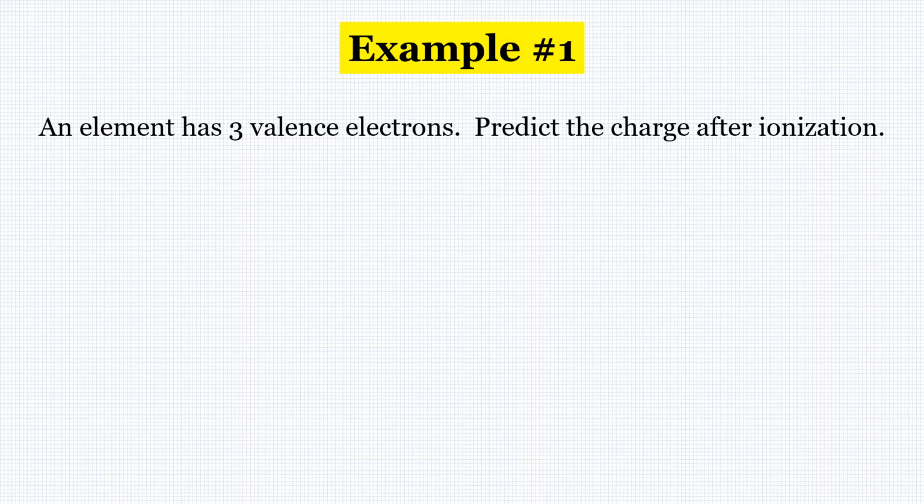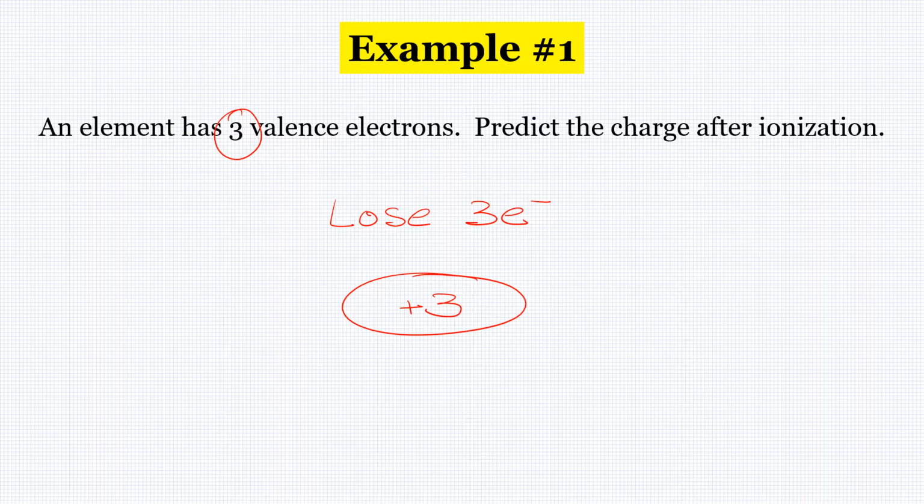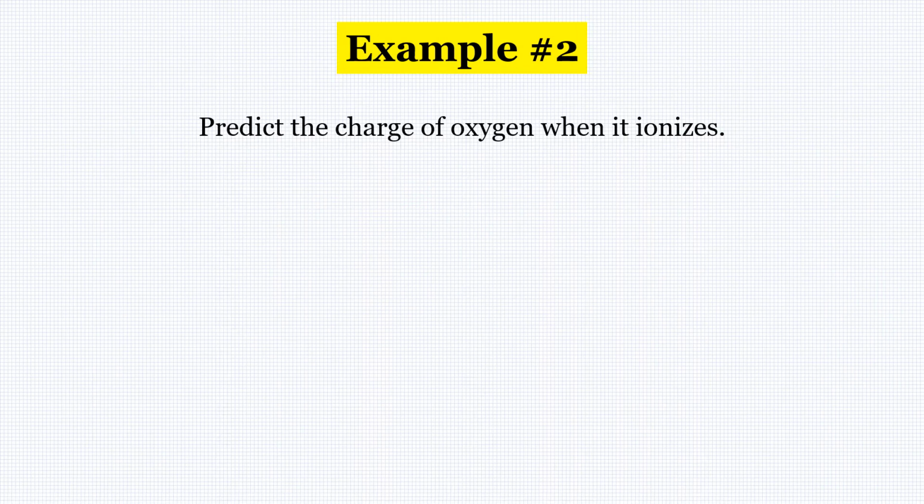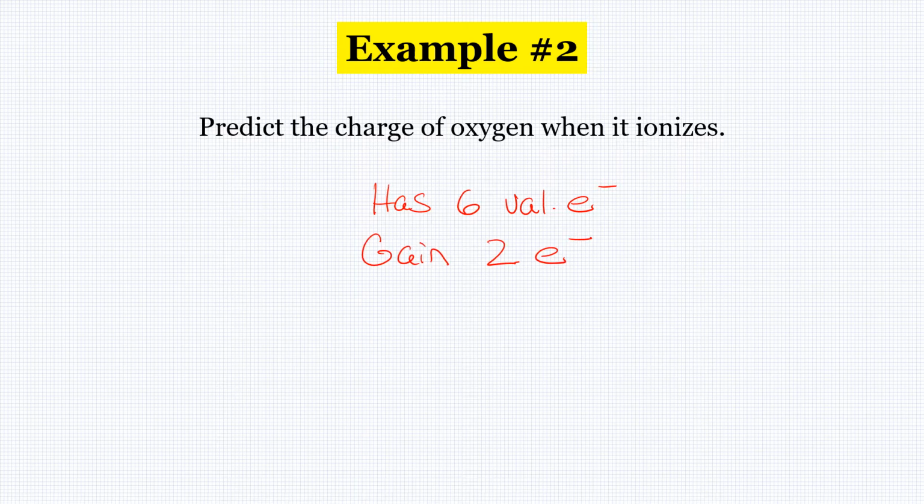All right, let's look at this first example. It says an element has 3 valence electrons. Predict the charge after ionization. So since we are going to be losing electrons, we are going to have more protons than electrons, so our charge is going to be positive 3. Predict the charge of oxygen when it ionizes. So if we look at the periodic table, oxygen has 6 valence electrons. So since it has 6, it's going to gain 2, which will give us a charge of negative 2.